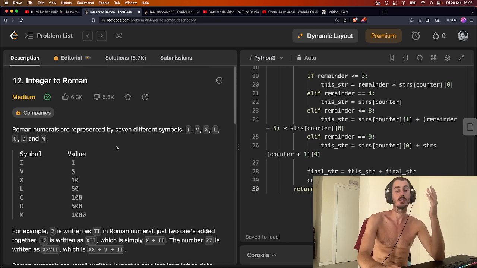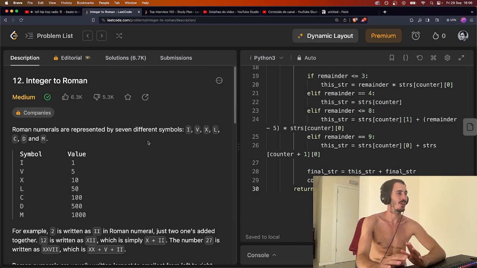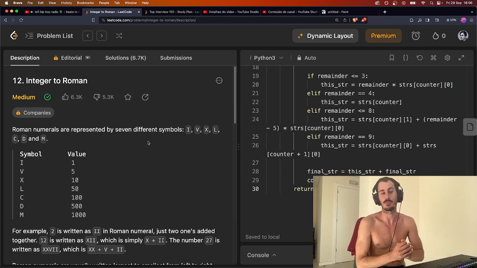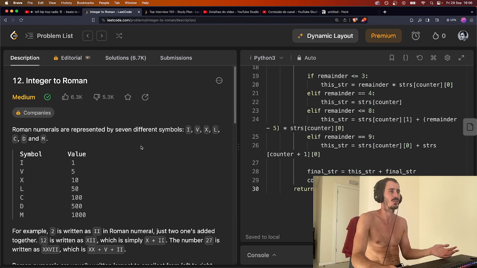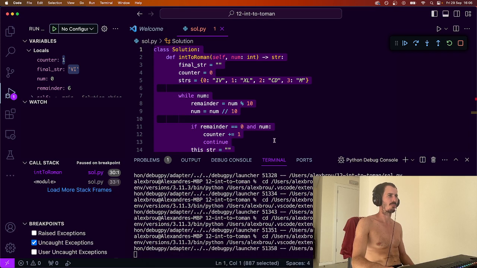If you don't know how to do this, please Google. I'm not going to teach you how to read Roman numerals, but I'm going to teach you how to write them, because it's an algorithm. So I just did my submission. It was good. So let's see how to do it.